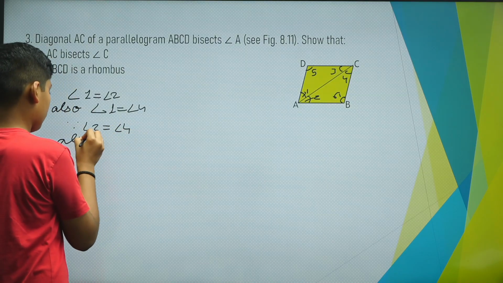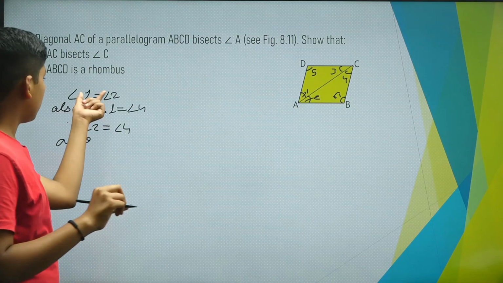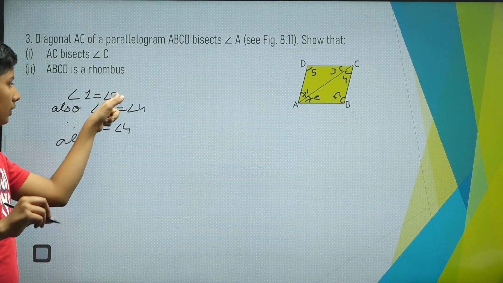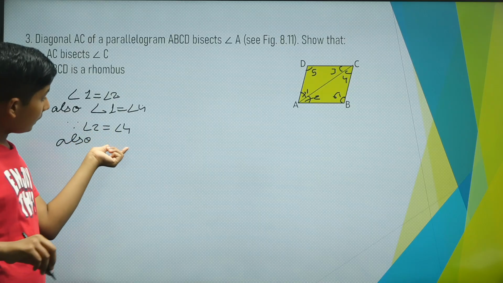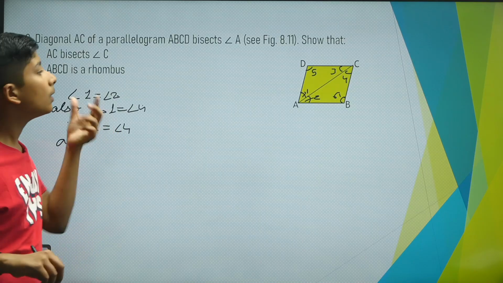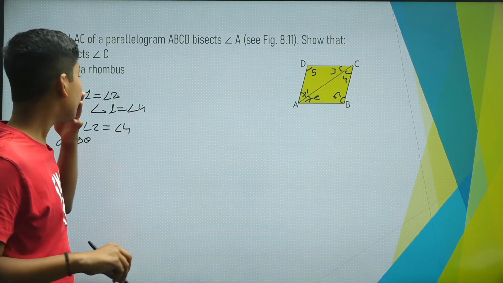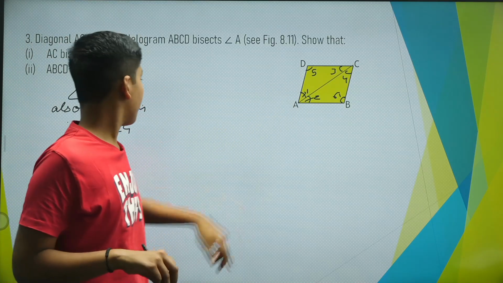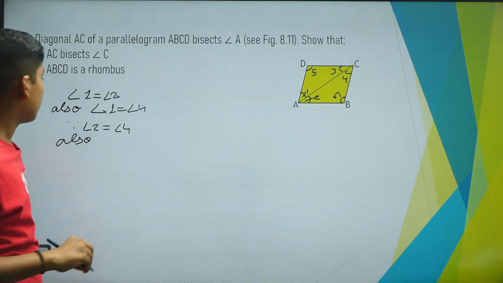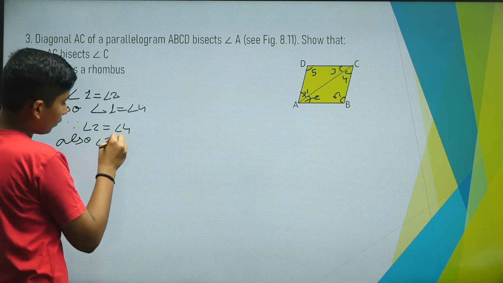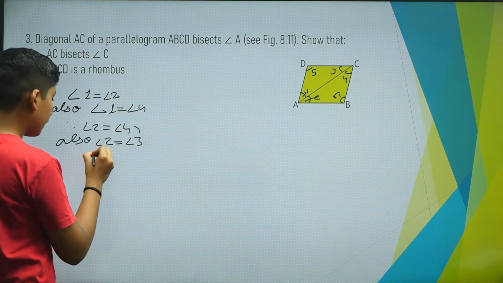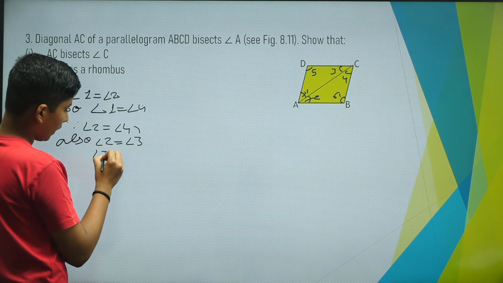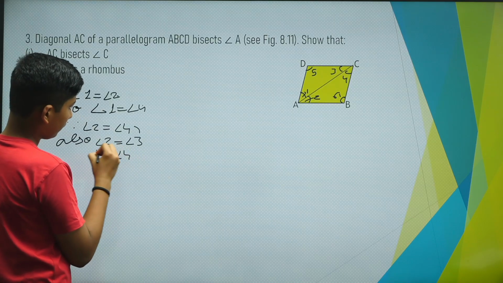Also, since these two are equal and these two are equal, these two will also be equal. And since angle 2 is equal to angle 3, these two will also be equal, which means angle 3 equals angle 4.